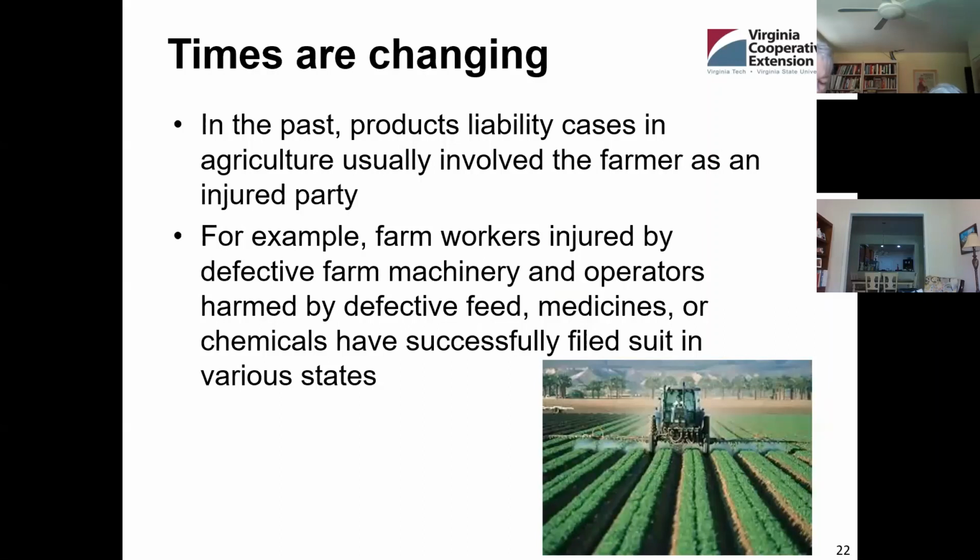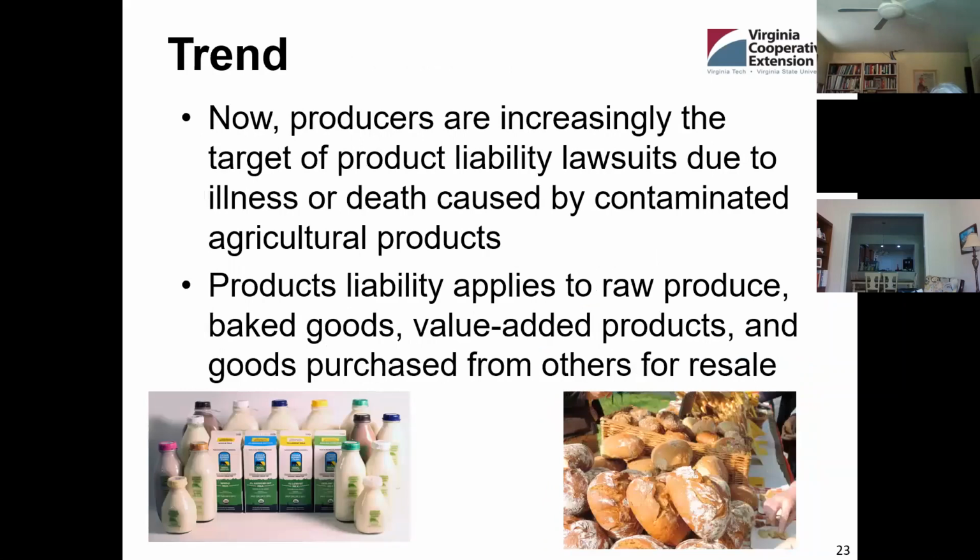In the past, a lot of product liability cases in agriculture simply involved the farmer as an injured party. For example, farm workers injured by defective farm machinery, or operators harmed by defective feed, medicines, or other chemicals have also successfully filed suit in various states. But as we know, a lot of that is changing because we have direct market selling. Producers are increasingly now the target of product liability lawsuits due to illness or death caused by contaminated products. And product liability applies to raw produce, baked goods, value-added products, and goods purchased for others for resale.